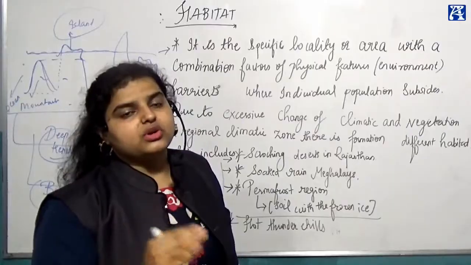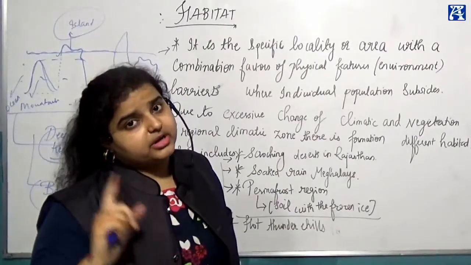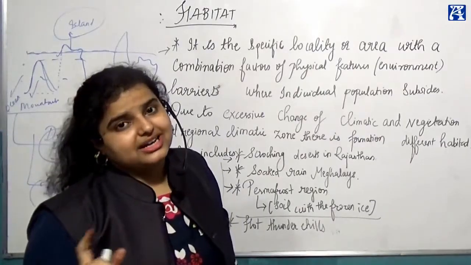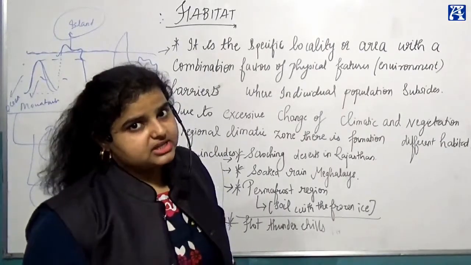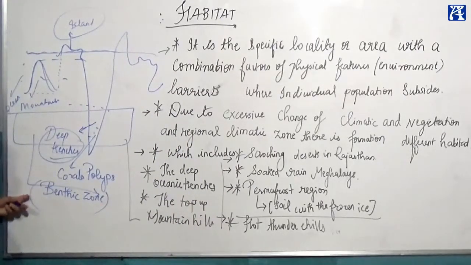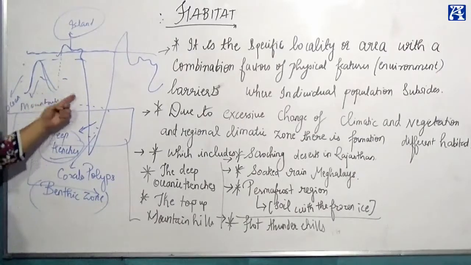Producers are found only in two zones of a lake or river or a sea, which I told you very long back. Remember littoral and limnetic, and then comes profundal, and another zone I'm telling you here, benthic, which is mostly seen in oceans, deep oceans or water bodies which are very deep like trenches.